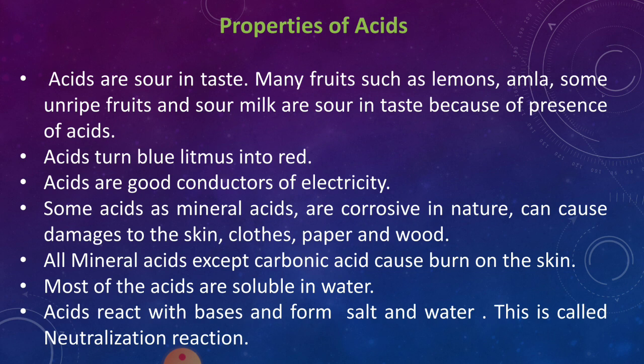Most of the mineral acids are corrosive and can destroy clothes, paper, wood, and our skin also. Because they are corrosive, they can corrode the surface of metals also. That's why mineral acids are never stored in metal containers: they can react with the metal and corrode it, destroy it. That's why acids are always stored in glass containers.